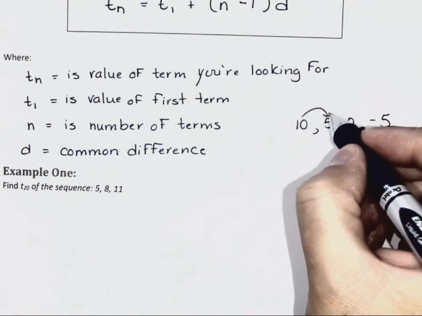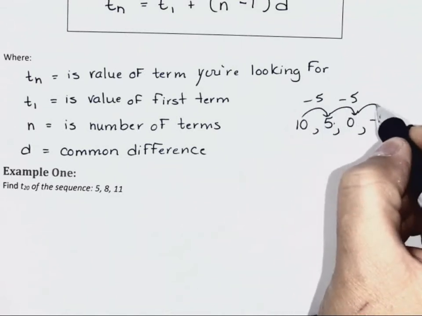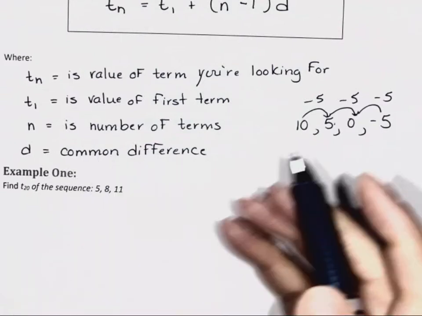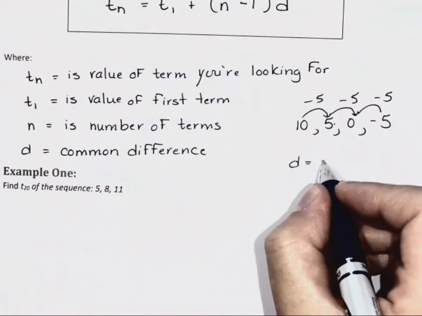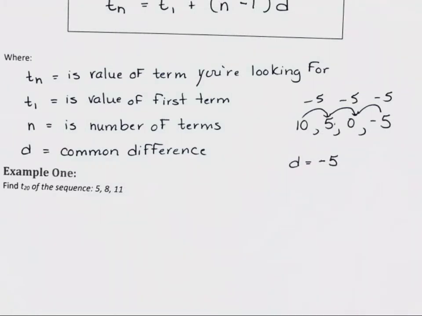So to get from here to here, I have to subtract 5. To get from here to here, I have to subtract 5. From here to here, I have to subtract 5. So my common difference in this one, I would say that D, because it's a subtract 5, it's -5. It kind of makes sense, but some people miss that.